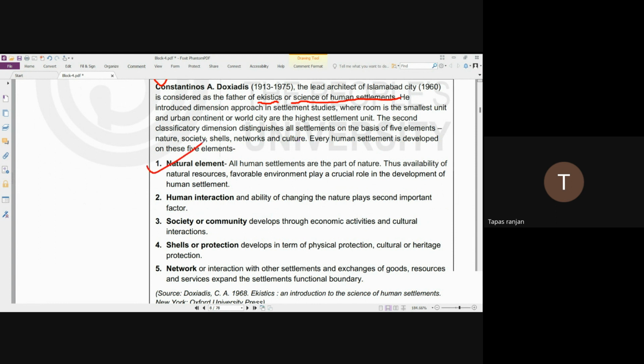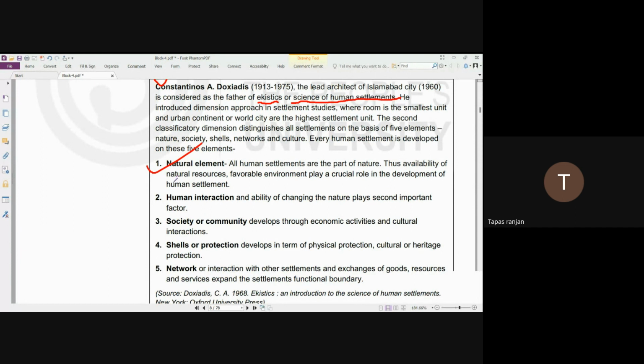So what is the natural element of human settlement? All the parts of nature are the natural element. We have already studied the different factors which influence the distribution of population, all those natural factors like climate, soil, plains and plateau areas, the availability of water and natural vegetation, and even the natural resources.